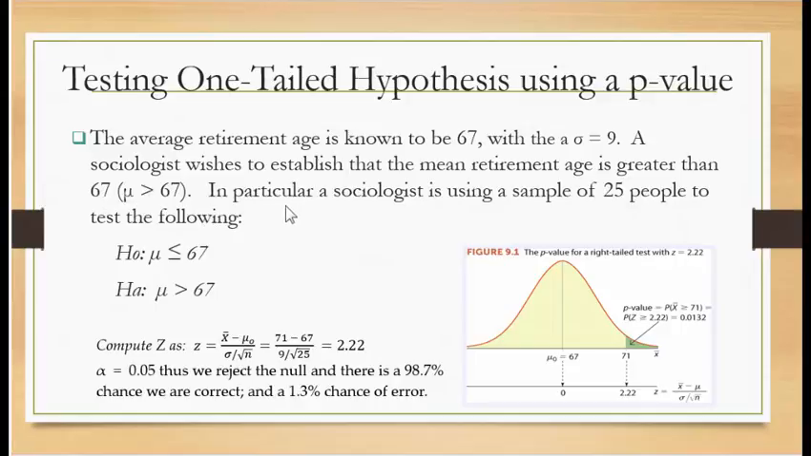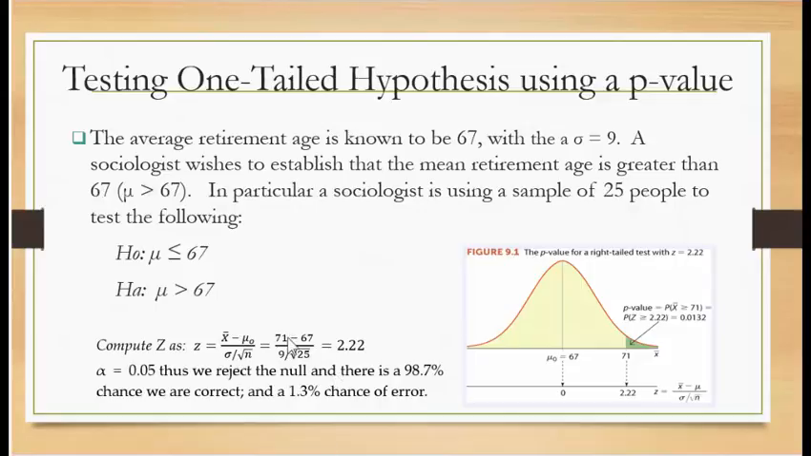And in particular, the sociologist is using a sample of 25 people to test his hypothesis, testing the assumption that retirement is actually 67 or less, and he thinks it's actually greater. So his alternative hypothesis is mu is greater than 67. So he sets up this z computation, which we've done before.